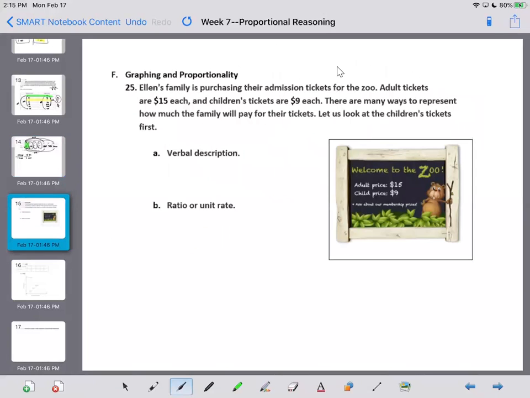All right, so this last part of this video series is we want to look at graphing and proportionality. So Ellen's family is purchasing their admission tickets for the zoo. Adult tickets are $15 each. Children's tickets are $9 each. So there's many ways to represent how much the family will pay for tickets. Let's just look at the children's tickets for right now. So this verbal description you see right here is the child's price. So the verbal description would be, it is $9 per child.